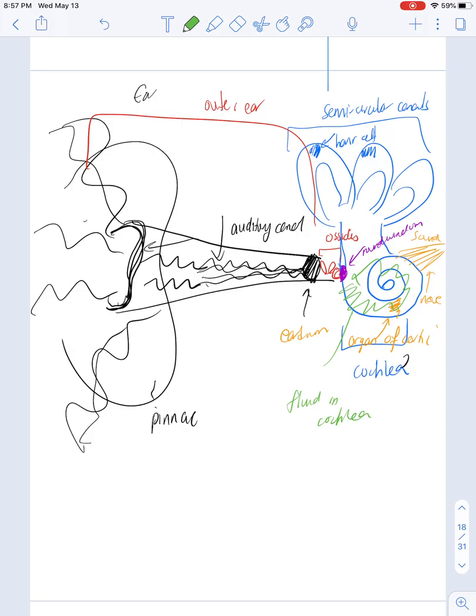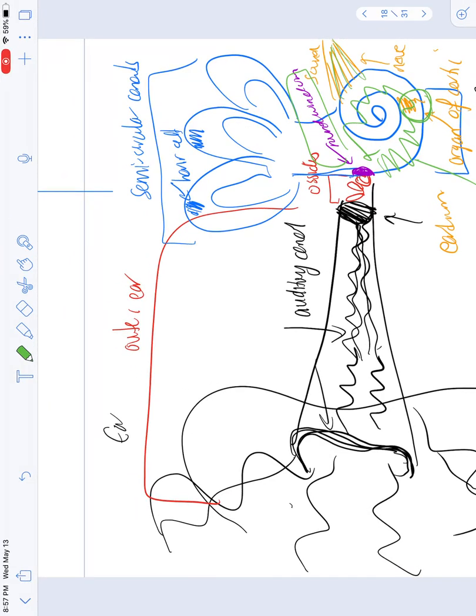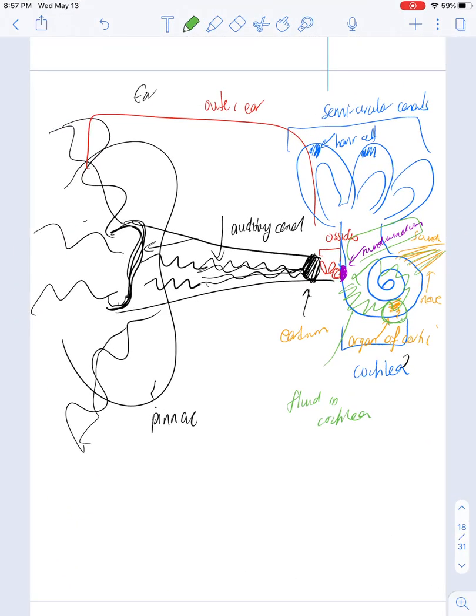And when the ossicles vibrate and push against that round window here, the fluid inside the cochlea moves, and it moves these hair cells. And when the hair cells move, you generate an action potential that travels through these nerves to the temporal lobe of your brain. And so that's how you basically hear sound, right? And it's important to know that the organ of Corti is found inside the cochlea.